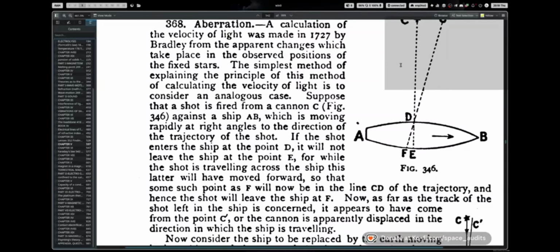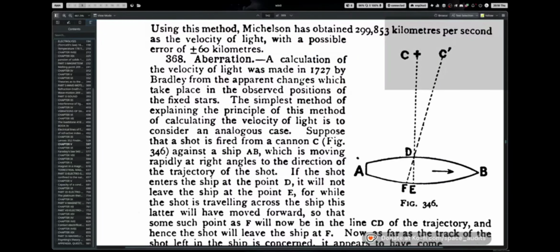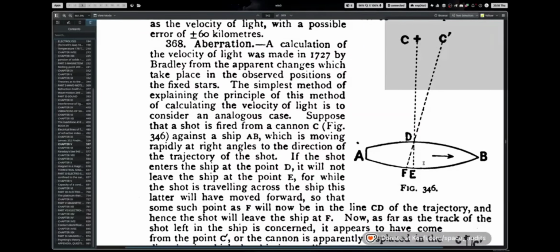A calculation of the velocity of light was made in 1727 by Bradley from the apparent changes which took place in the observed positions of the fixed stars. The simplest way of explaining the principle of this method of calculating the velocity of light is to consider an analogous case. Suppose that a shot is fired from a cannon C, figure 346 to the right here, against a ship AB, which is moving rapidly at right angles to the direction of the trajectory of the shot.